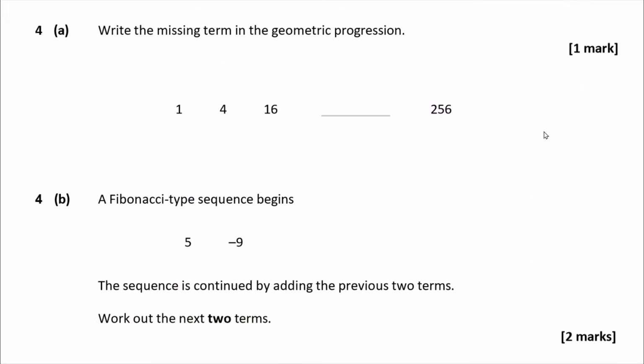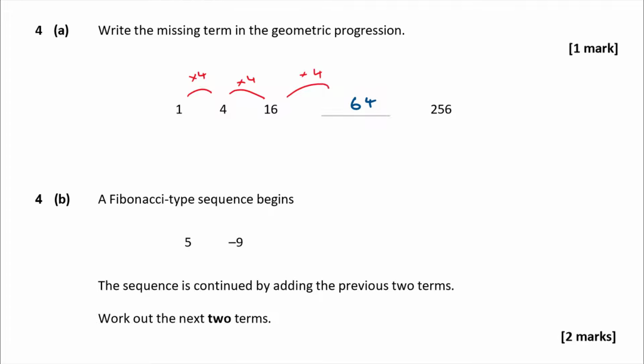Question 4a. Write the missing term in the geometric progression. Okay, so a geometric progression has a common ratio, which means that each number is the same multiple of the previous one. So if I look from there to there, I'm multiplying by 4, and from there to there, I'm multiplying by 4. So from here to here, I'm going to multiply by 4 as well. So 16 times 4, 16 doubled is 32, doubled again is 64. So that is 64 in there, and again, if I double 64, I'm going to get 128. If I double it again, I will get 256, so it seems to fit.